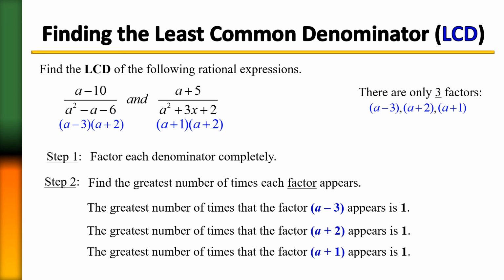So since all 3 appear at most once, all 3 are part of our LCD. So our LCD is a minus 3 times a plus 2 times a plus 1. Now, does the order matter as far as who is first? No, it does not. You can arrange them in any order, as long as you have all 3 factors included in your LCD, then you're good. And there you have it, finding the LCD.